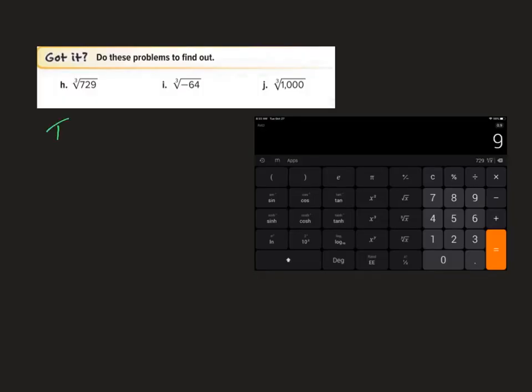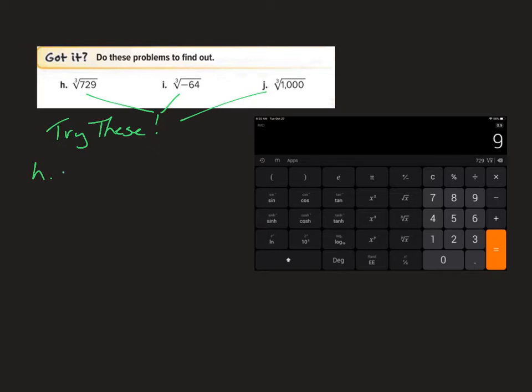So I'd like you to try these problems on your own. And for the values that are larger, like the cube root of 729 and the cube root of 1000, it's totally fine to use your calculator. And I'll just walk you through the sequence here with the first one. You can try I and j on your own.